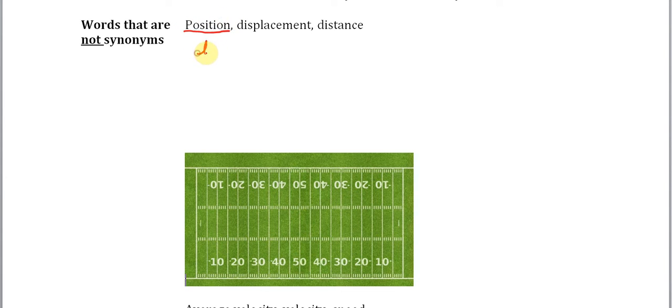So position is the location of an object or a person or a particle with respect to a point of reference. And that point of reference, we typically call it the zero. That's usually where zero is at. Okay. So for example, let's look at our little football field here. Let's say, for example, that the point of reference is the 20-yard line.